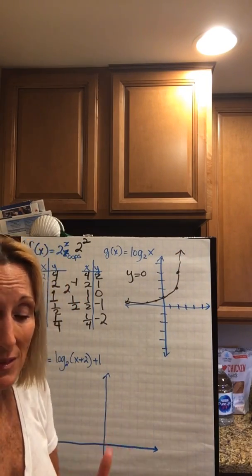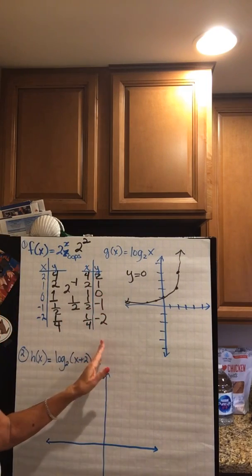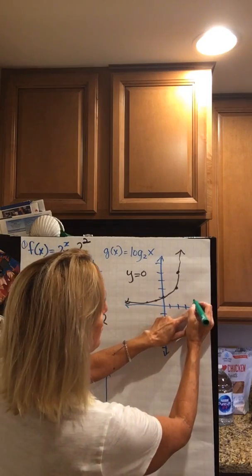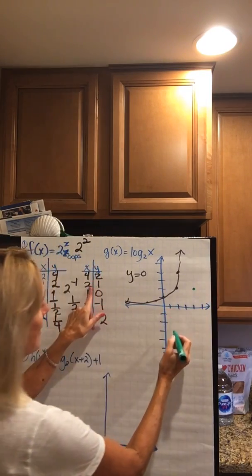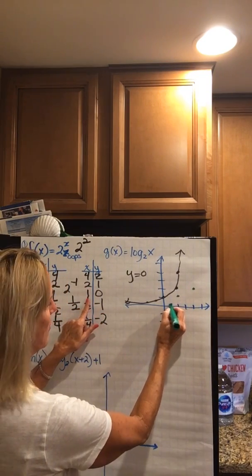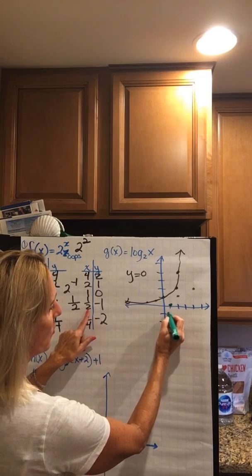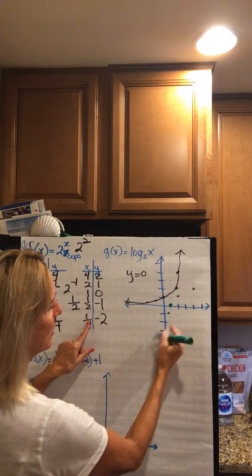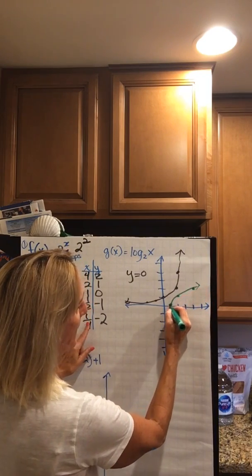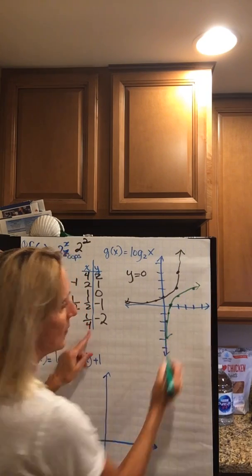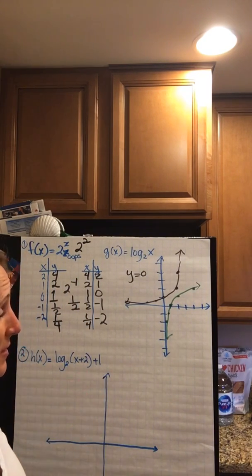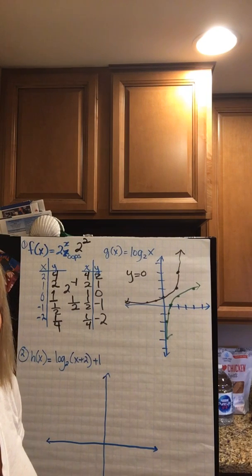Now a log is the inverse, and that's why I'm showing you these points right here. So when I graph these points, I've got 4, 2, and then 2, 1, and then 1, 0, and 1/2, negative 1. Sorry, my line is way crooked. 1/4, negative 2. And there's your log graph. So that's pretty easy when it's simple like that.